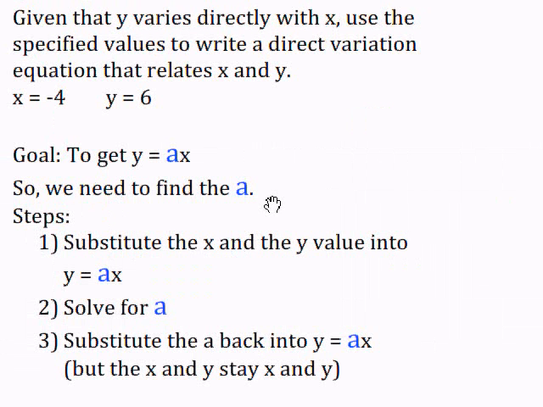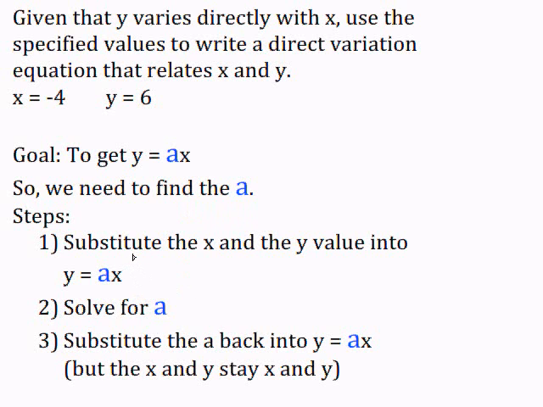Now we're on to our last type of problem, which is going to ask us to write the direct variation equation given an x and a y value. The way it's worded is, given that y varies directly with x, use the specified values to write a direct variation equation that relates x and y. Again, very wordy. All it means is we need to find the a value for our direct variation equation. So here's what we're going to do. We have 3 steps, and that's going to get us to our equation from those 2 points.